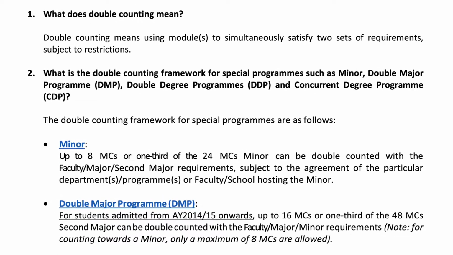So what is double count? Double count means that, right, you can use the same module to fulfill both requirements for your core major and your second major or minor. So it's very important that you check on that so you do not end up taking more modules than you need.